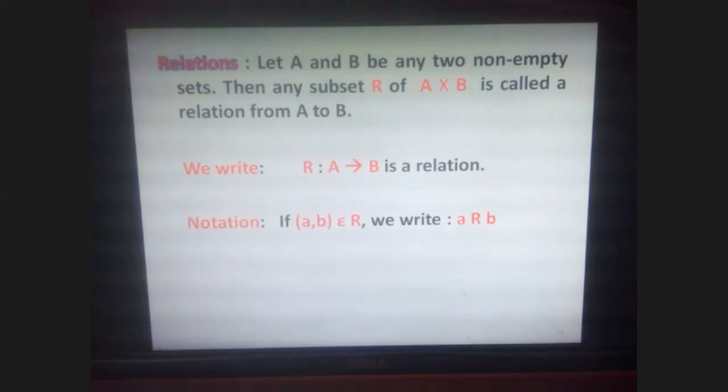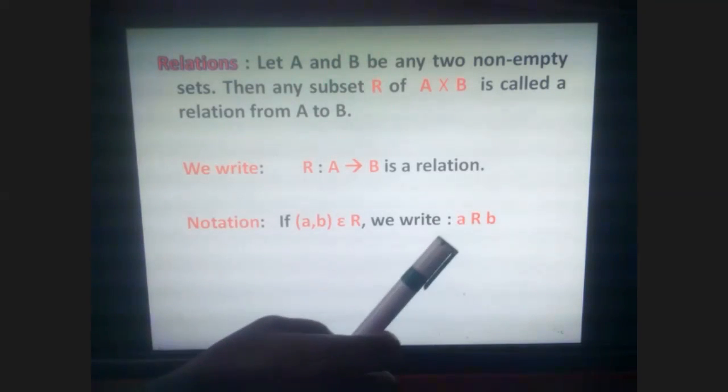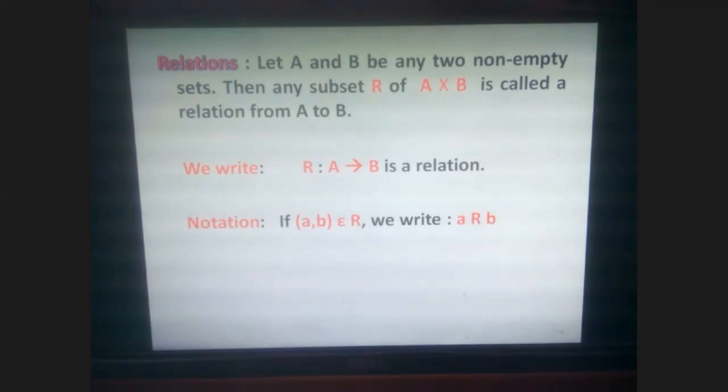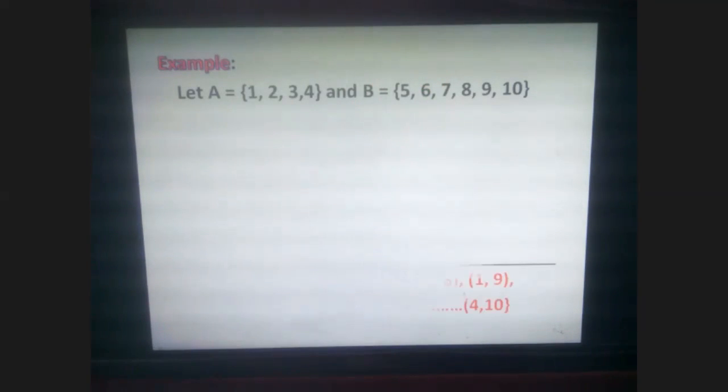For example, we write a relation from A to B. If AB is a member of the relation, we write A R B, and we interpret this as A related to B under the relation. When AB is a member of R, we write A R B. What we mean by that is A is related to B under the relation. So for example, let us take some simple examples.